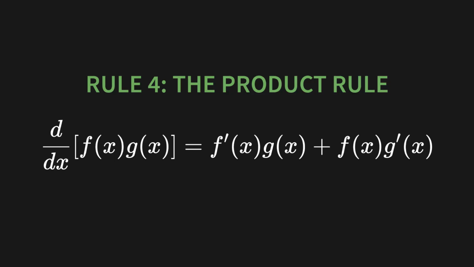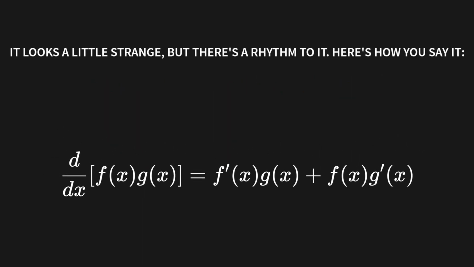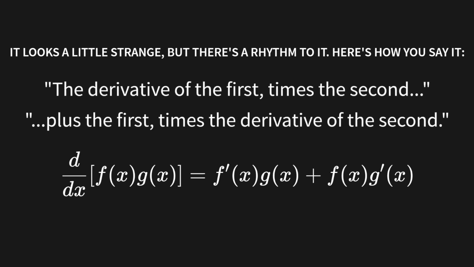The formula is d over dx of f of x times g of x equals f prime of x times g of x plus f of x times g prime of x. I know, it looks a little strange, but there's a rhythm to it. Here's how you actually say it. The derivative of the first times the second, plus the first times the derivative of the second.